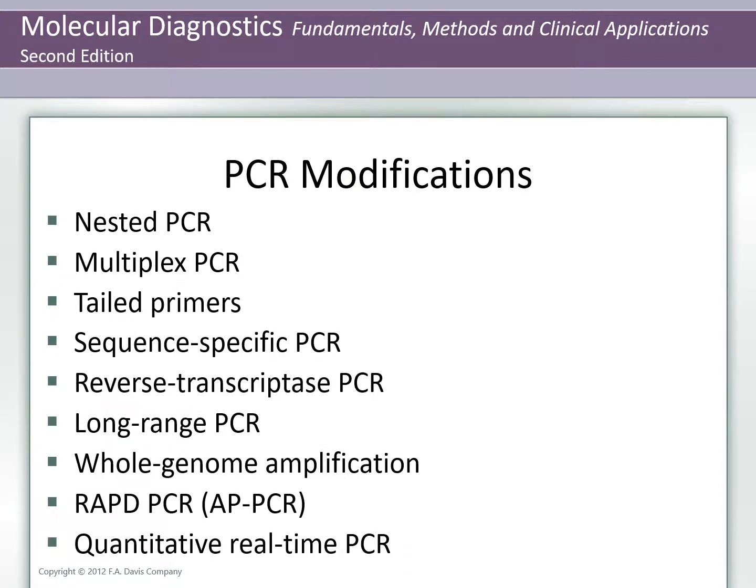The original method of polymerase chain reaction has been adapted for various applications, and several are used in the medical diagnostic laboratory. Modifications include those such as nested PCR, multiplex PCR, tailed primers, sequence-specific PCR, reverse transcriptase PCR, long-range PCR, whole genome amplification, rapid PCR, and quantitative real-time PCR. Some methods are capable of detecting multiple targets in a single run, such as multiplex PCR. We're going to go into more detail in quantitative real-time PCR or qPCR, since this is one that's more commonly used in the clinical laboratory.